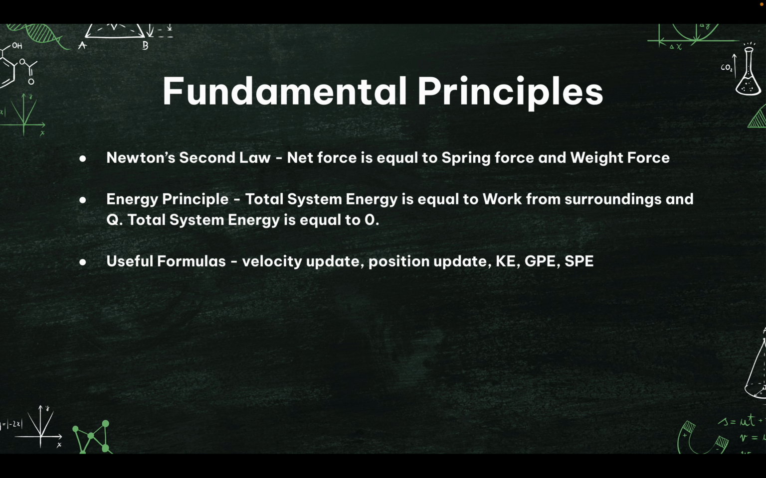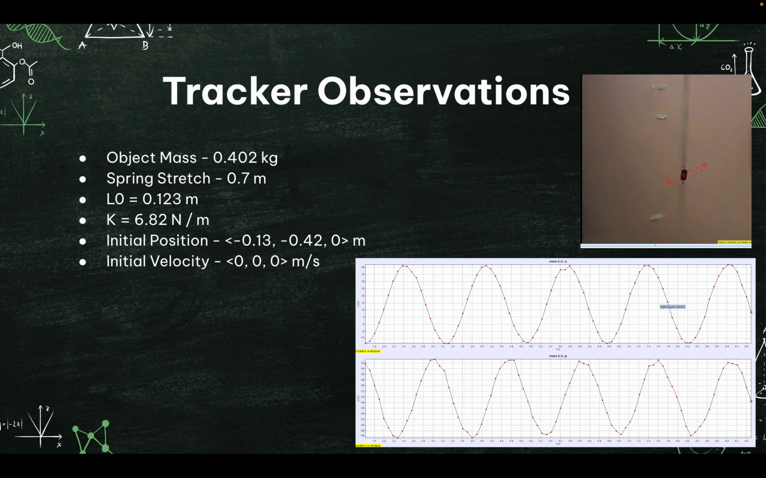The energy principle provides that the total system energy change is equal to the work from the surroundings and the Q. The work from the surroundings in the isolated system should be 0, which means that the total system energy change is equal to 0. Some useful formulas used in the GlowScript are velocity update, position update, kinetic energy, gravitational potential energy, and spring potential energy. We will see these all in the GlowScript.